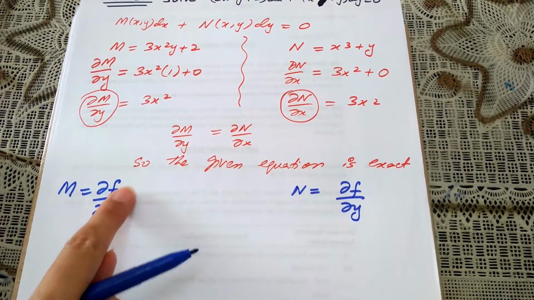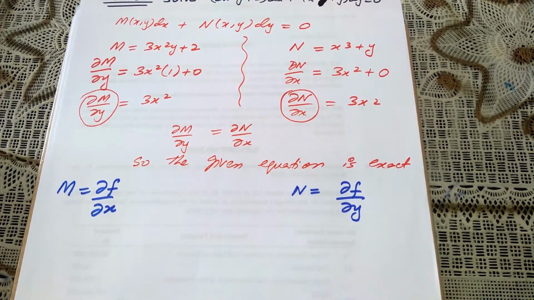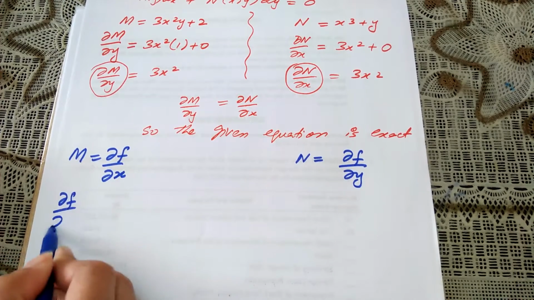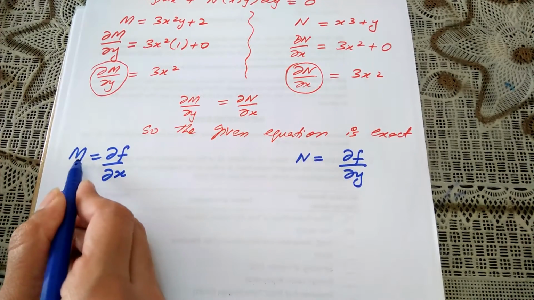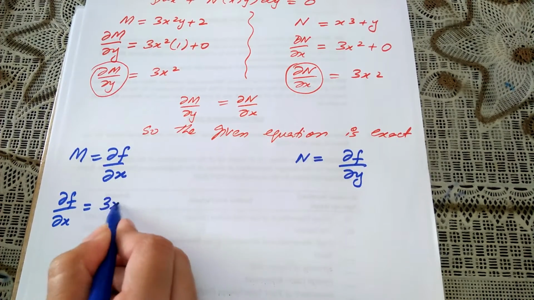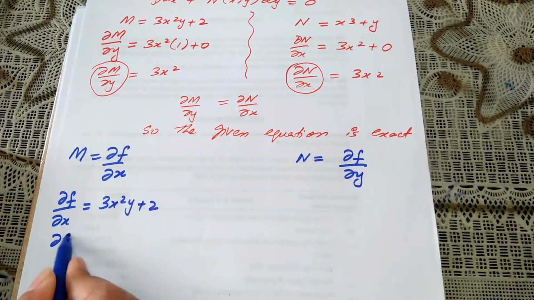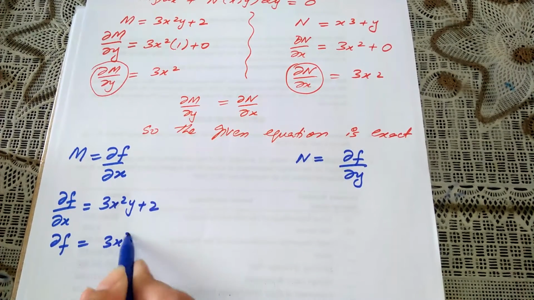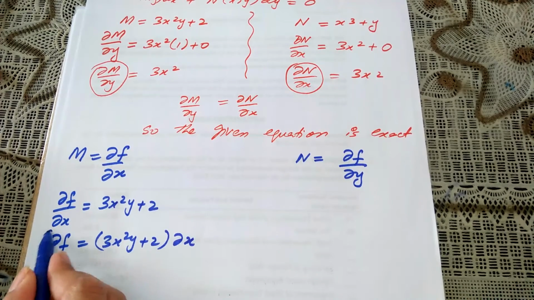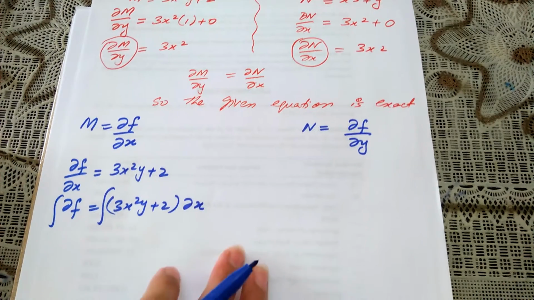M will be equal to partial f over partial x and N will be equal to partial f over partial y, always. Now, what is your partial f over partial x? Partial f over partial x is equal to M. And what was your M? Your M was 3x square y plus 2. Now, you will get here partial f equals (3x square y plus 2) partial x. Now, integrate both sides with respect to x.